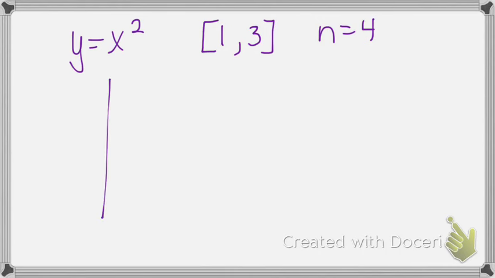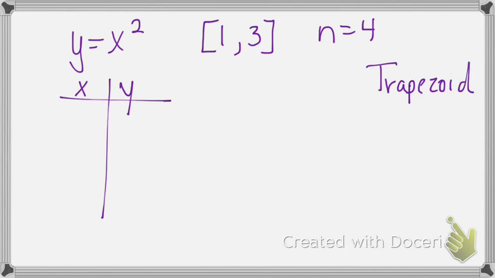Okay? So we're going to make a table. And we're going to try to figure out, okay, what x and y values do I actually need? And let's just do trapezoid, I guess, which really means just average left and right if I want to. All right, n is 4. So how wide are these rectangles going to be? A half, right? So we're going to have 1, 1.5, 2, 2.5, 3.